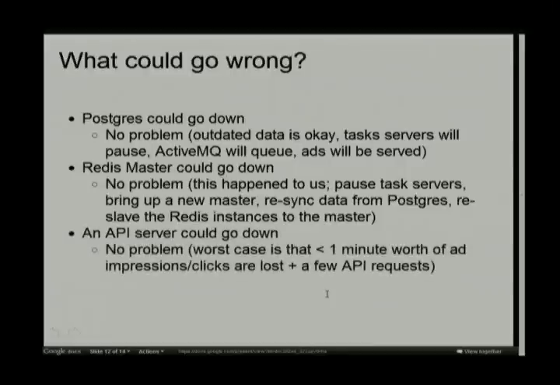But what about if an API server went down? That's not a problem. We've got other API servers. We don't care. In the worst case scenario, we had a cron task, like cron only it runs in our task server, that ran about every minute and synced all our data off to Postgres and Redis. Maybe we would lose a minute's worth of requests. Cost of doing business.